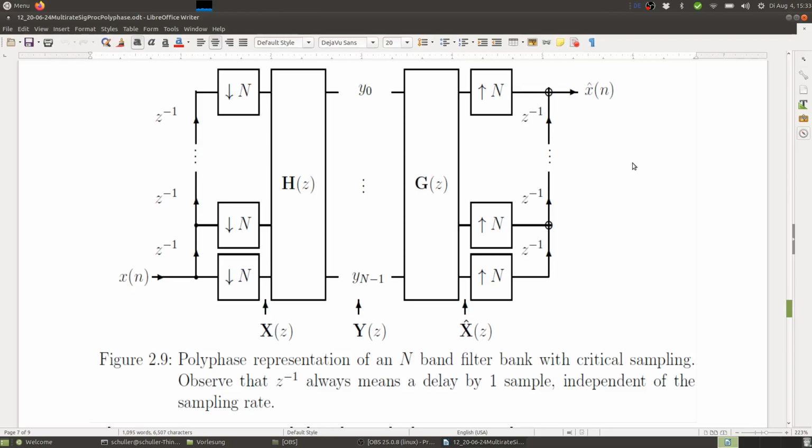And then in between those two, we have processing at the lower sampling rate. So after downsampling, we have this reduced sampling rate, but instead of processing samples, we process blocks of x.